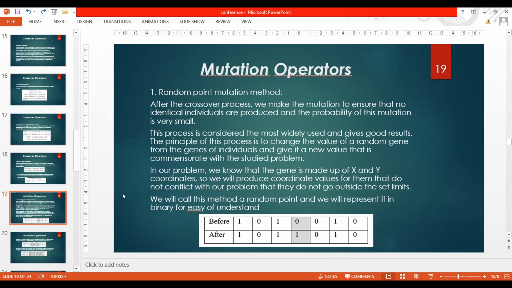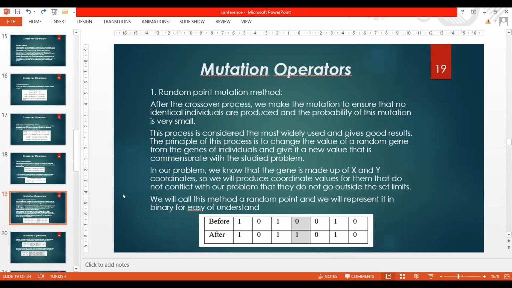In our problem, we know that the gene is made up of X and Y coordinates. So we will produce coordinate values for them that do not conflict with our problem, so that they don't go outside the set limits.